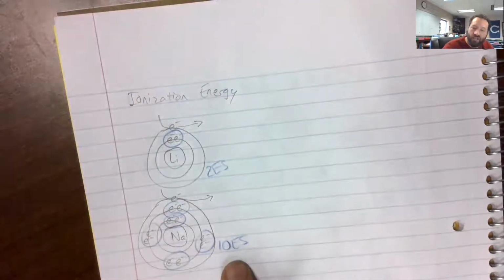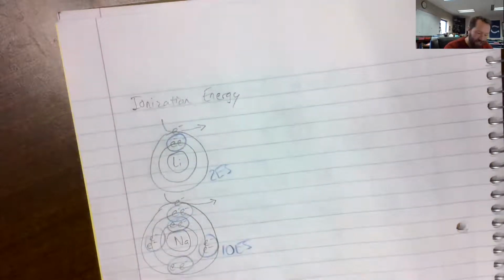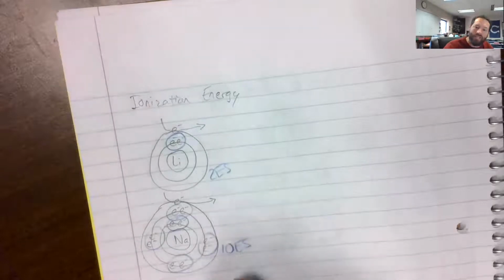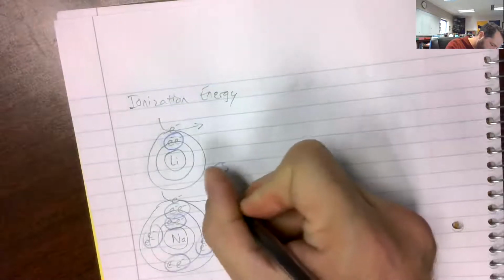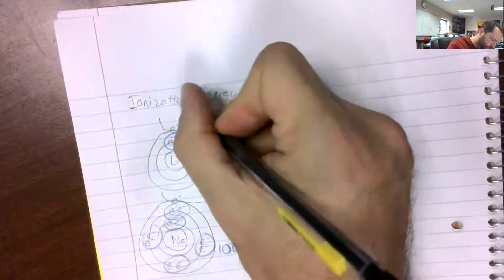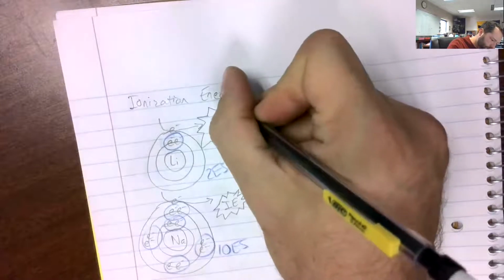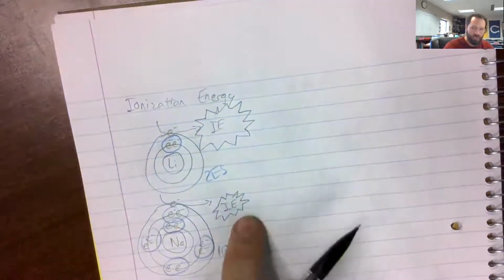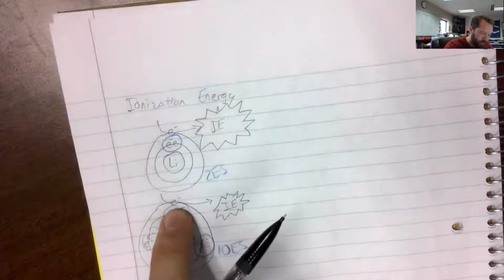10 electron shielding means it's actually going to be easier to pull that electron away. He's not as attached to the nucleus. He's being blocked, he's being repelled by 10 other electrons. So his ionization energy really isn't that big, especially compared to lithium. It's going to have a smaller ionization energy. It's going to be easier. It's going to require less energy to pry away that outside electron.